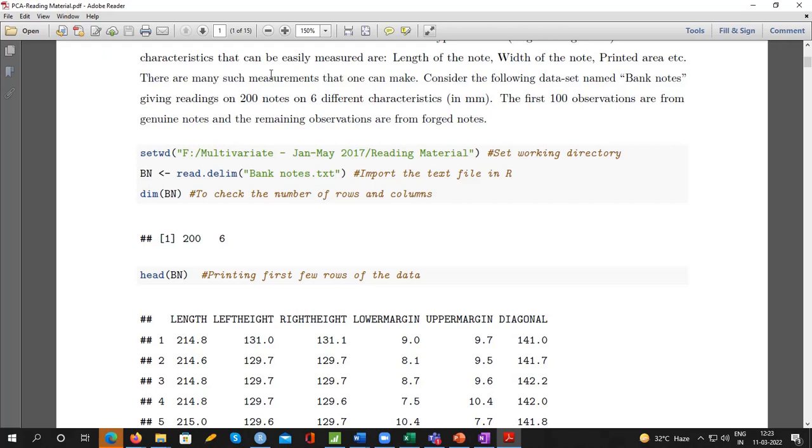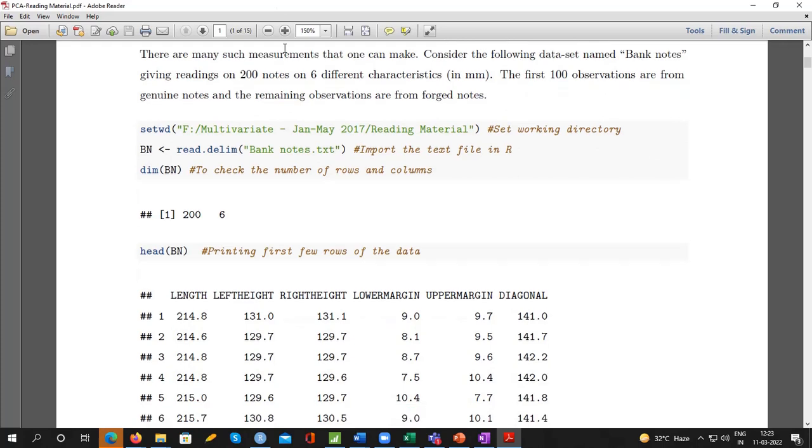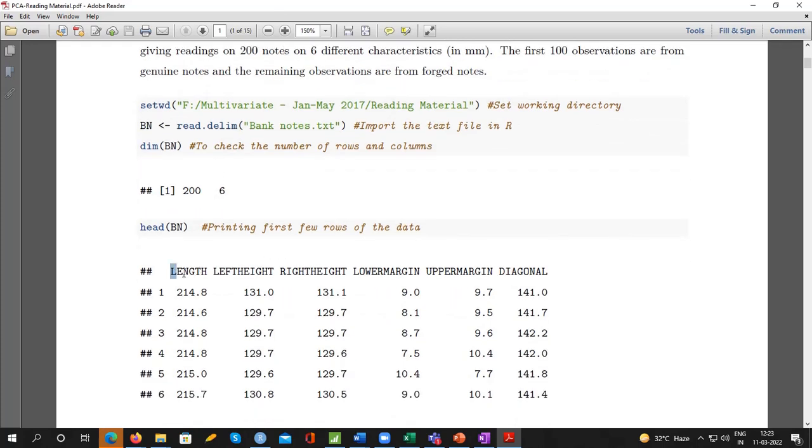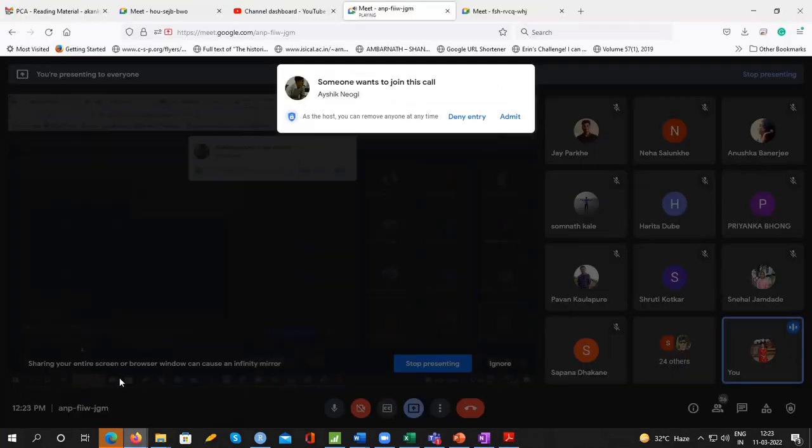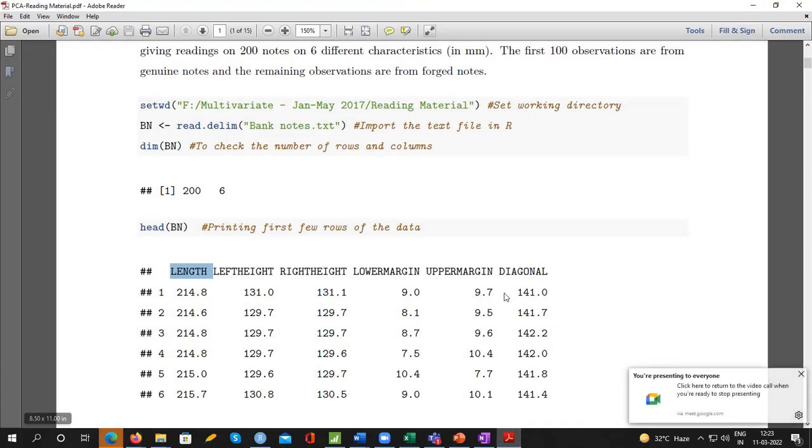The first data set is the one which I already mentioned yesterday. It is a data set related to notes. We have two groups. One is fake notes and another is genuine notes, and these are the variables: length of the note, then left height. Left height is basically the height of the note measured on the left side. Similarly, right height, then lower margin, upper margin, and diagonal.